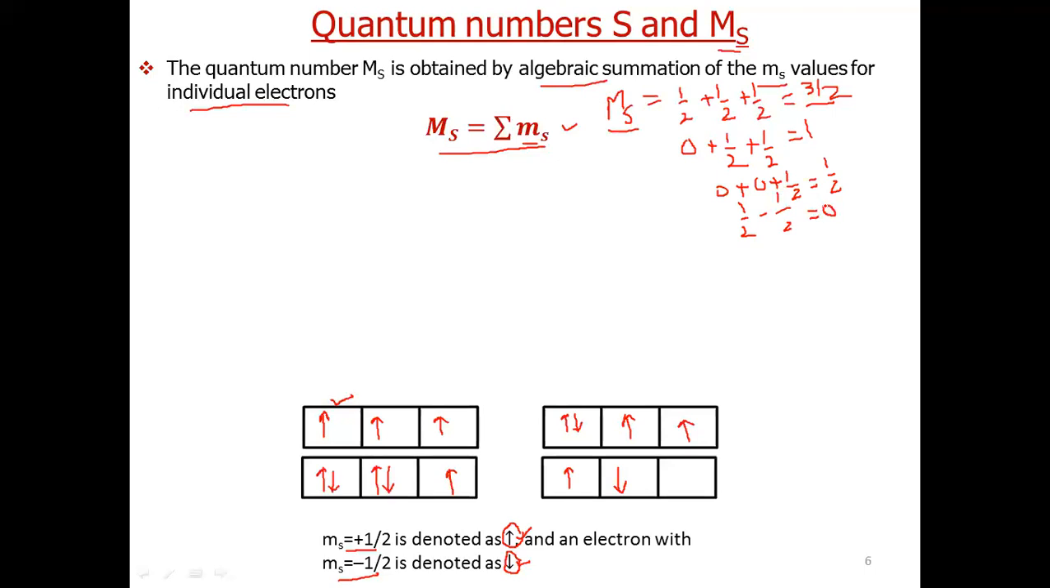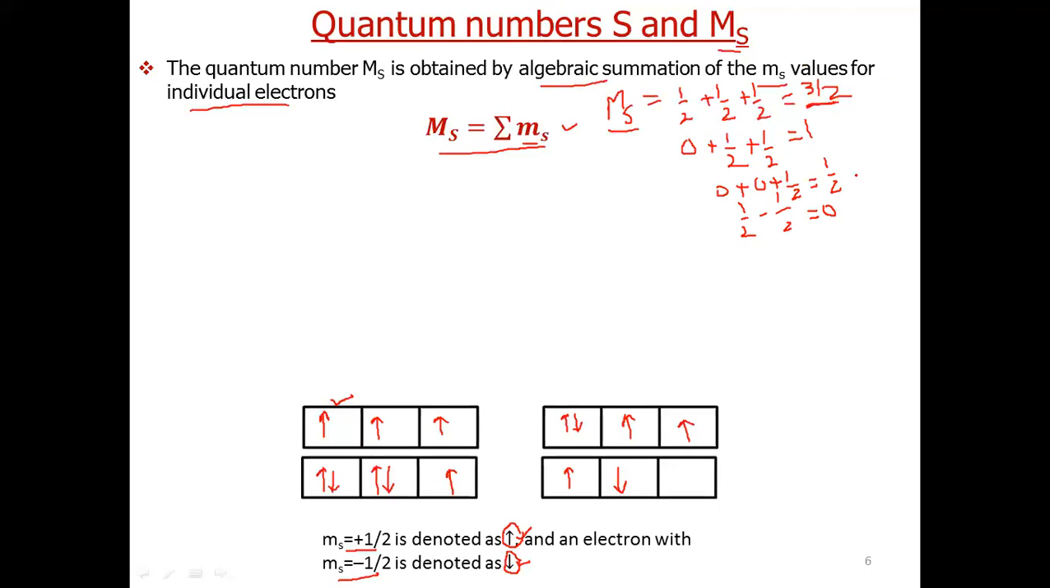If we carefully see, we can calculate the MS value by a very simple formula. Count the number of unpaired electrons: 1, 2, 3. Multiply that by half. So 3 multiplied by half is 3 by 2.